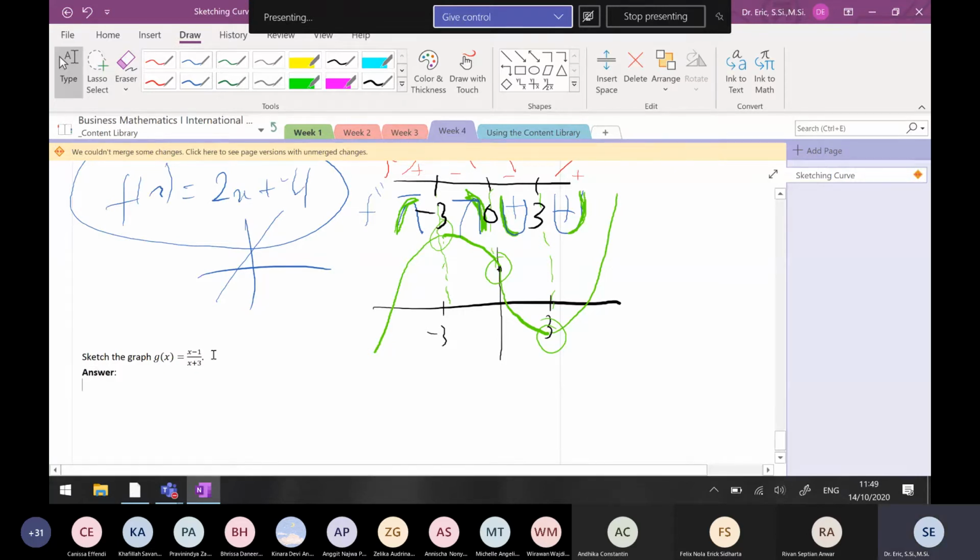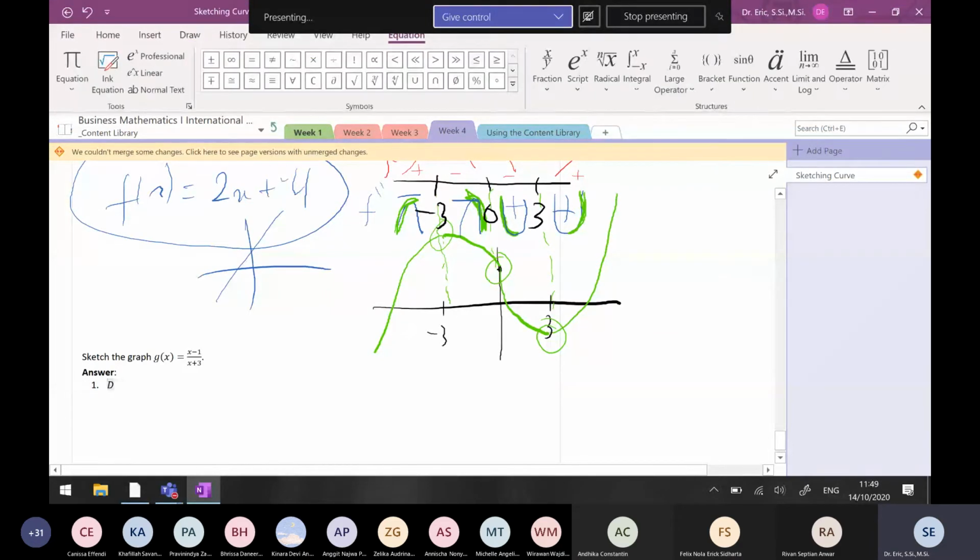Okay, first of all, what do I have to look at? The first chapter. That is what? Domain. What is the domain of this function?